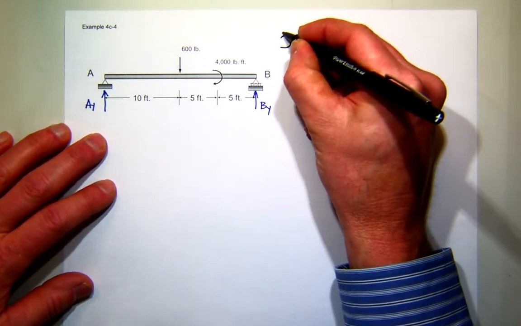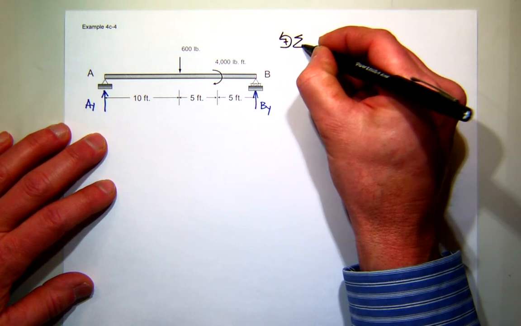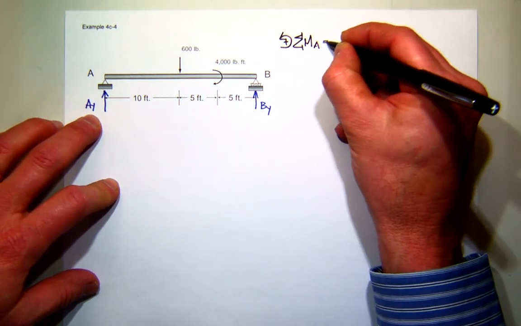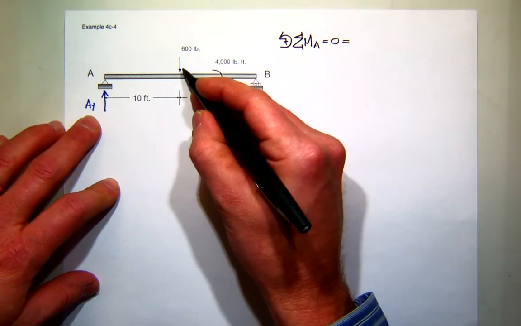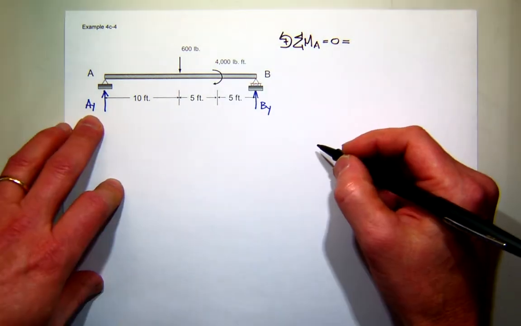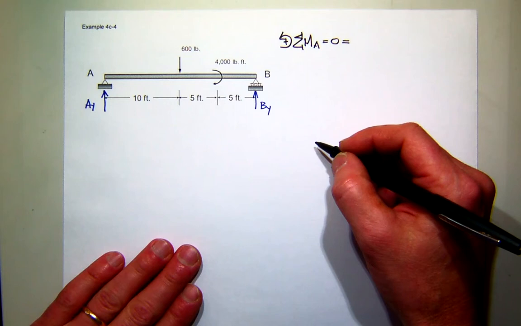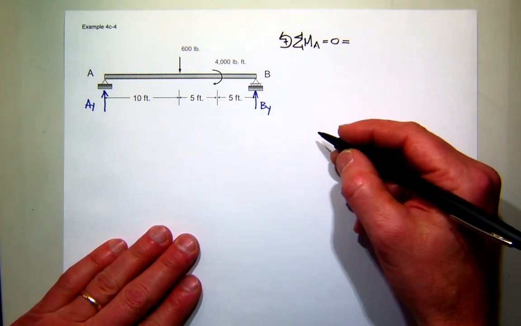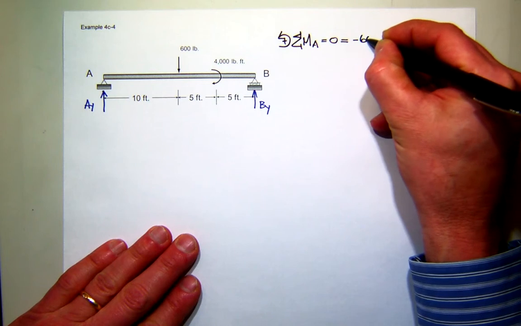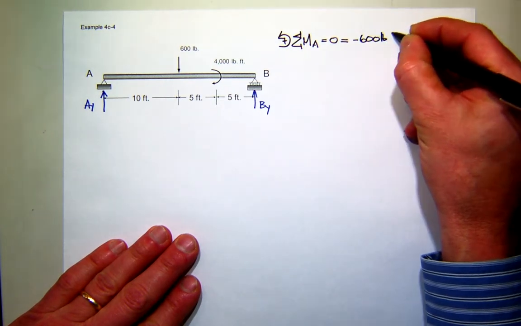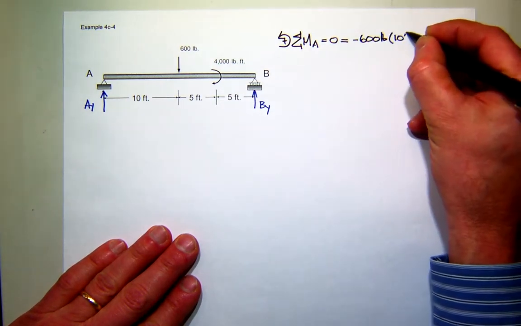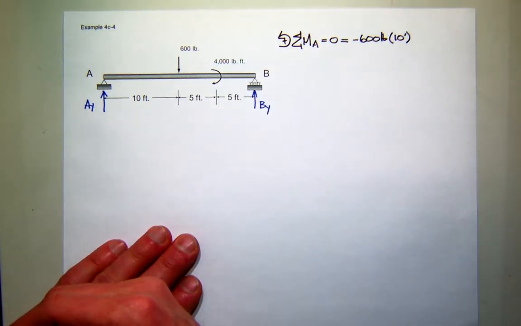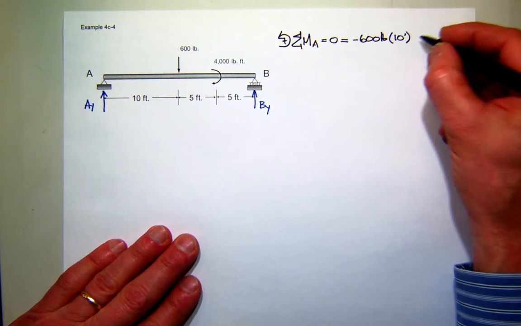So I'm going to sum moments using my right-hand rule for sign convention. I'll sum moments about A. So my 600-pound force, does that create positive or negative moment about A? Negative, thank you. So 600 pounds, and its moment arm is 10 feet. What kind of moment is this, positive or negative? With my sign convention, negative.